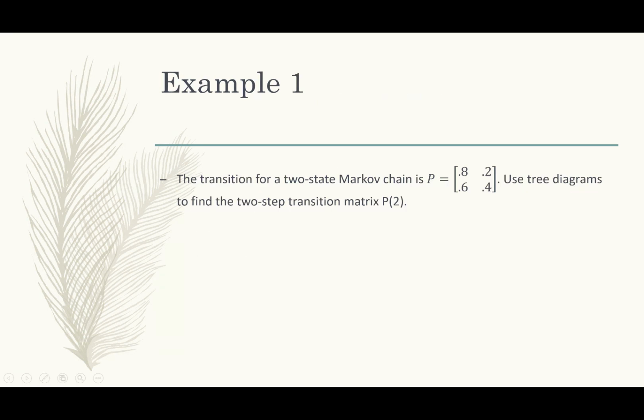So for the transition for a 2-state Markov chain here, I don't know if it's the same one that we looked at in Section 8.1. It might be. But we're going to use tree diagrams real quick to find the 2-step transition matrix. So basically just after 2 stages. It's weird because the textbook says 3rd observation, but 3rd observation is actually the 2nd stage. So it's really weird how it numbers these things.